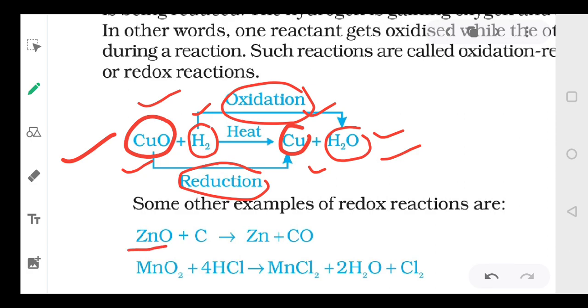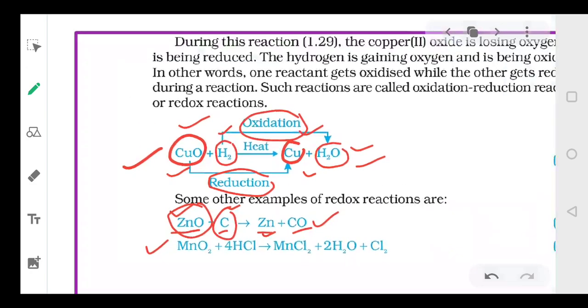Just compare zinc oxide and zinc. Here you have oxygen, here you do not have oxygen. This means the zinc oxide has lost oxygen, so zinc oxide is undergoing reduction. Carbon here and CO here. On this side it does not have oxygen, here it has oxygen. So carbon is undergoing oxidation, right everyone? I am giving you a third equation; you can practice this equation also. Okay, clear? I hope you're clear with oxidation and reduction.